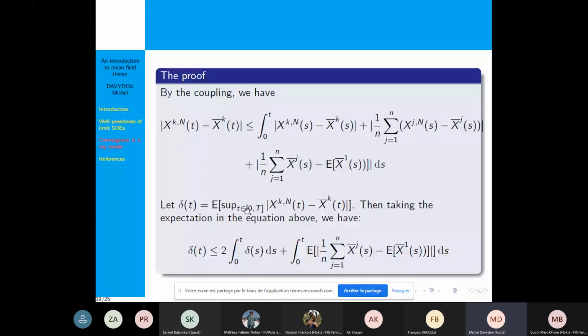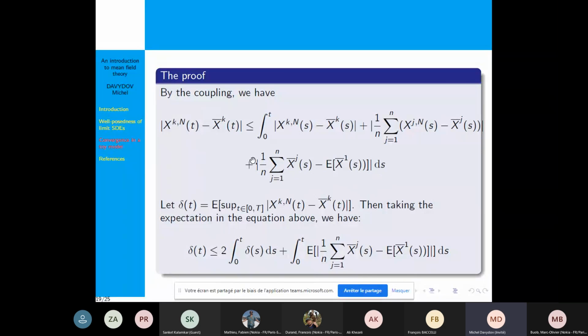What we do is we just rewrite by taking the expectation equation above. We can rewrite this inequality in terms of the function delta. So we just say that we can bound delta of t by 2 delta of s plus this term, which corresponds to this term.